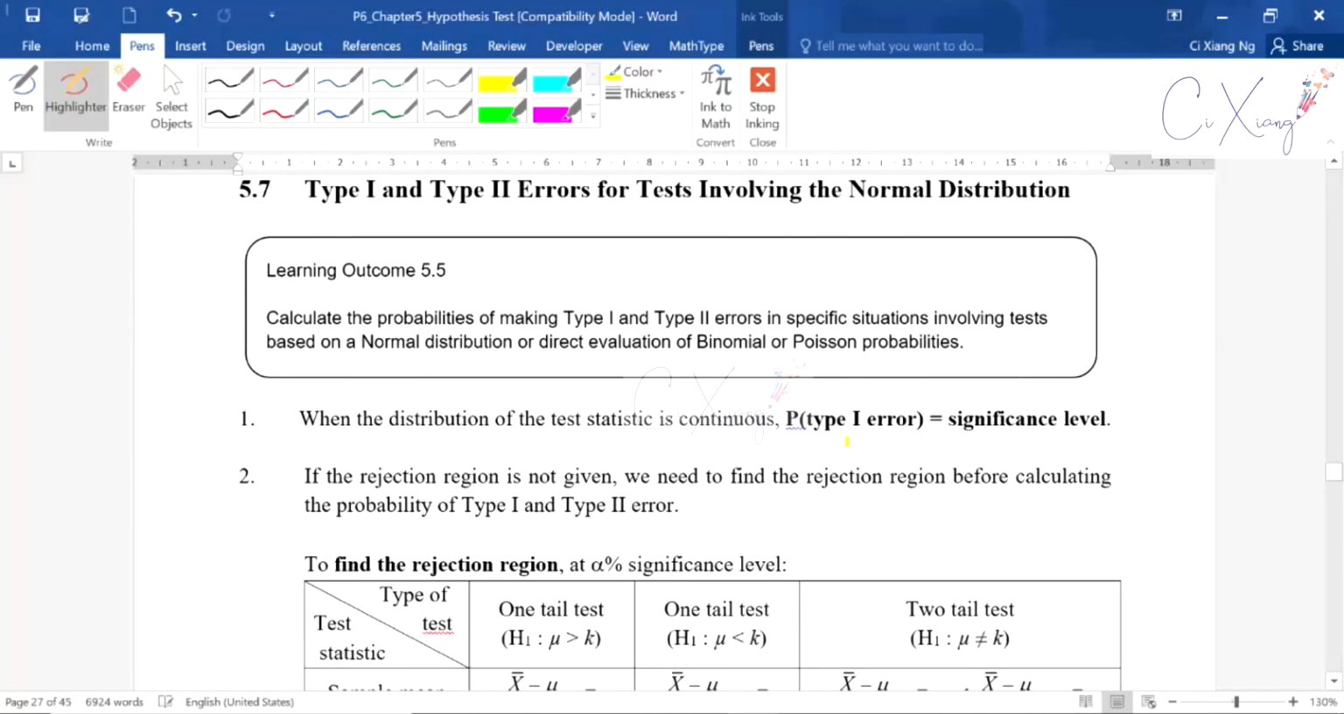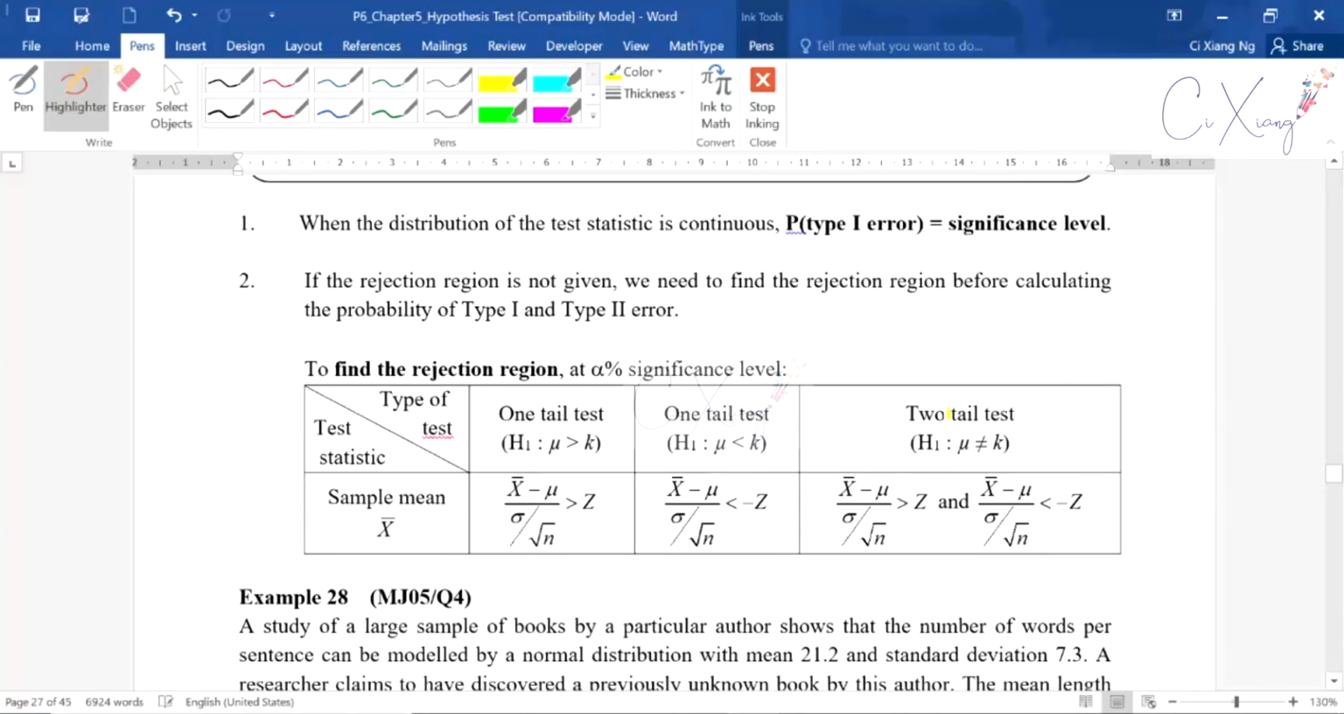Now we focus on type 1 and type 2 errors that involve the normal distribution first. Later we have some binomial distribution examples, and after that the Poisson one. So we go through different distributions and discuss the differences one by one. The learning outcome 5.5 here: they want you to calculate the probability for type 1 and type 2 errors in specific situations that involve normal, binomial, or Poisson. All the explanation here is for the normal distribution, so let us start.